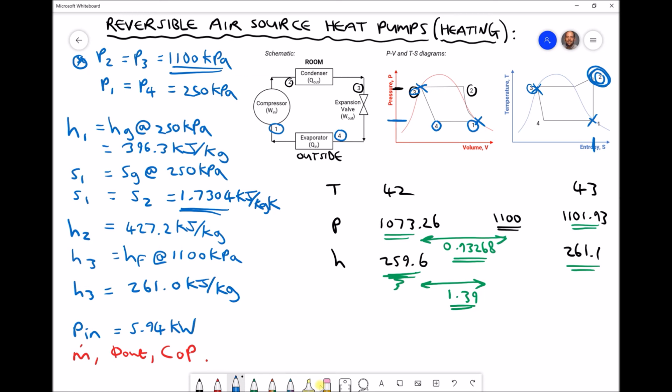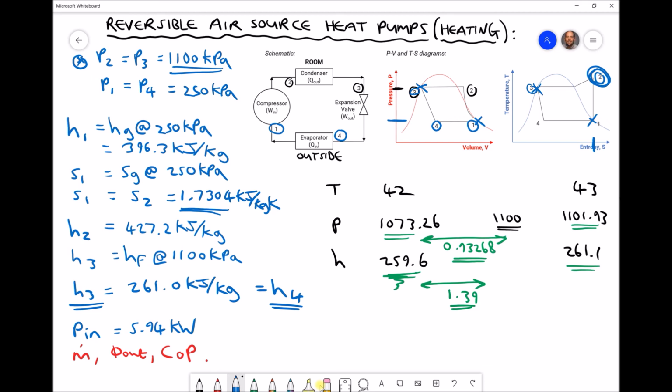Now, the other thing that we know is that our throttling process is a constant enthalpy process. When we expand our refrigerant through the expansion valve, the enthalpy at positions 3 and 4 remains constant. And that's always the case for the ideal vapor compression cycle. So therefore, we know that H3 also equals H4. Therefore, H4 also equals 261.0 kilojoules per kilogram.